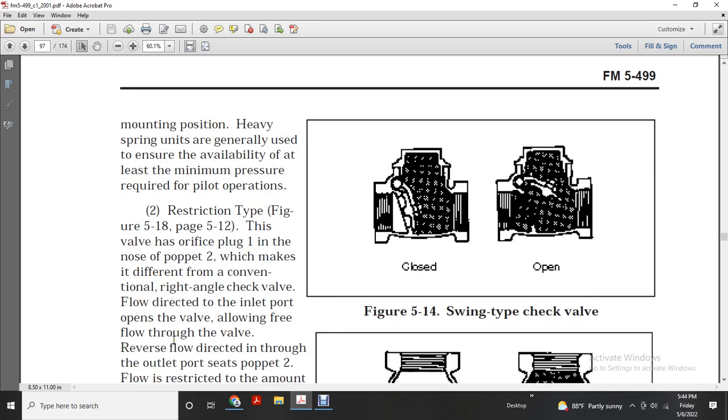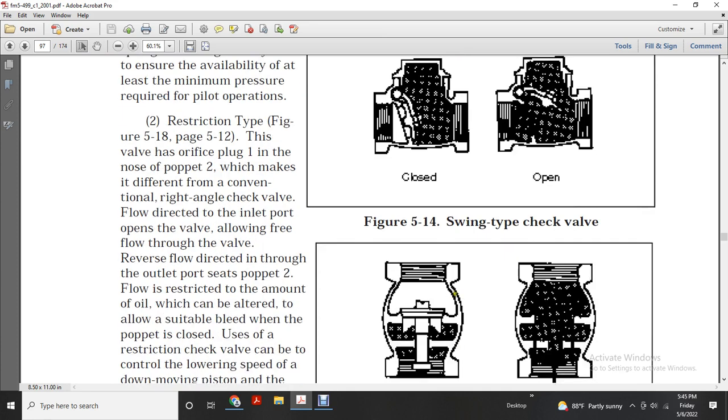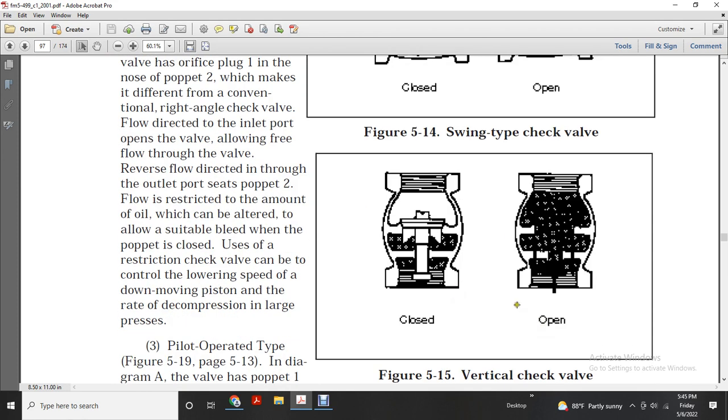Figure 5.14 shows the swing type check valve open and closed, and then shows the vertical check valve open and closed.